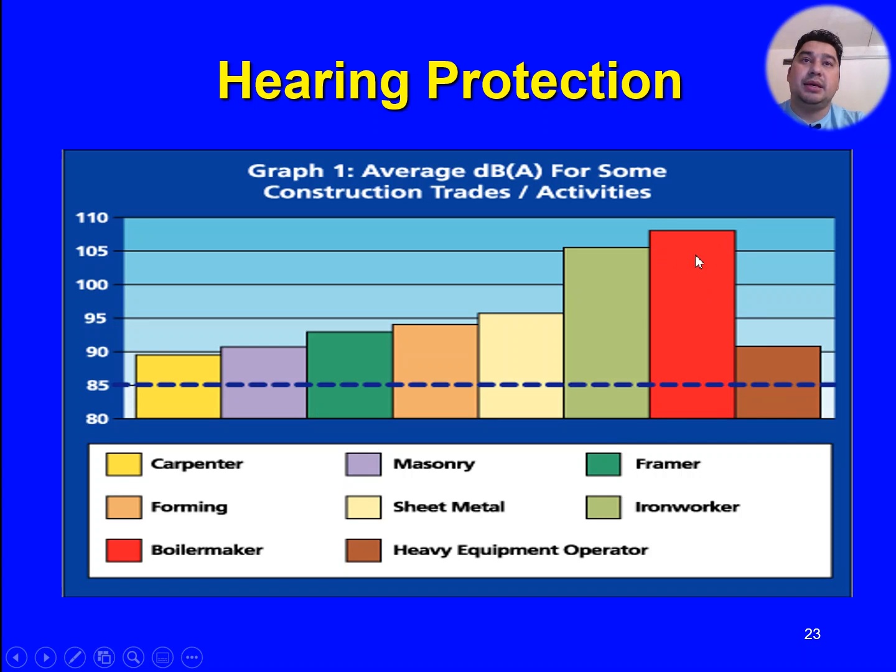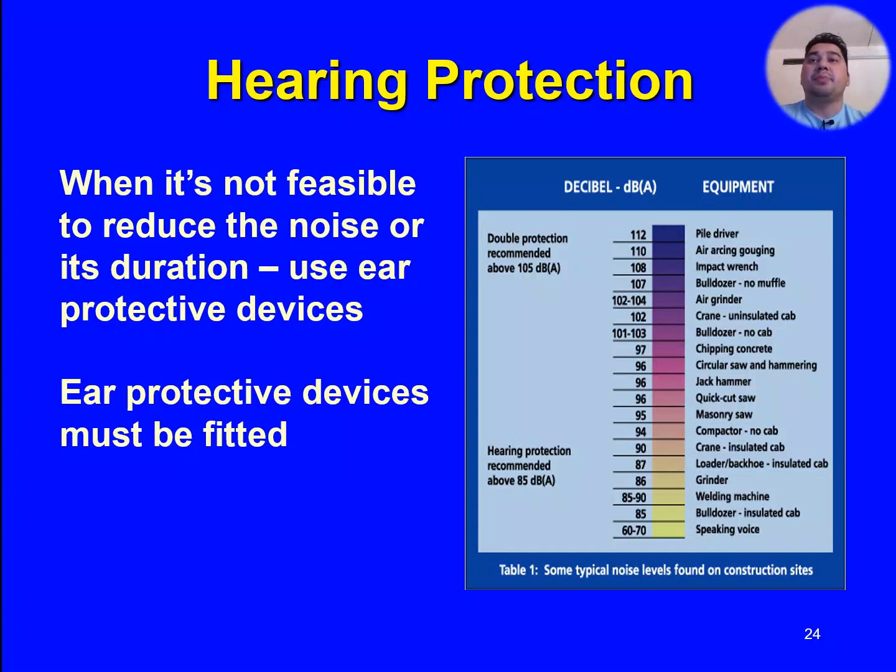So in this one, you can see that above 105 dB, there is one worker, the boiler maker. These workers are exposed to high noise, and we can see that all of them are above the acceptable limit of noise, which is 85 dB. Hearing protection.